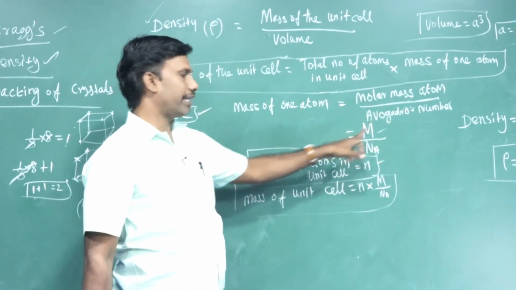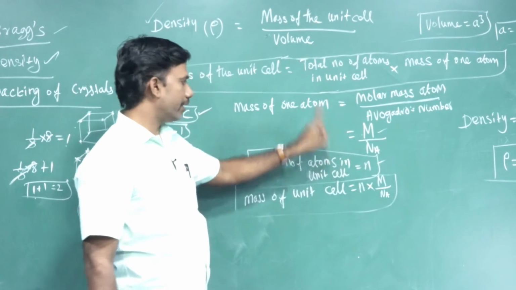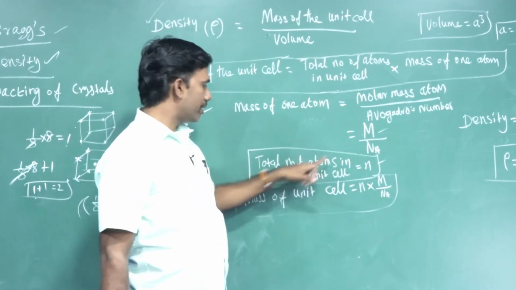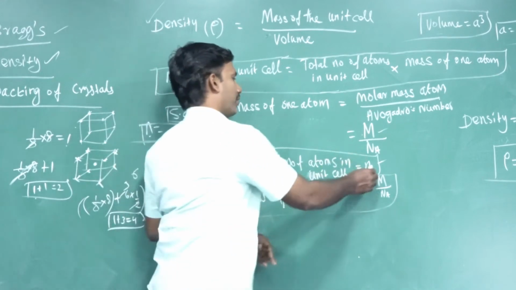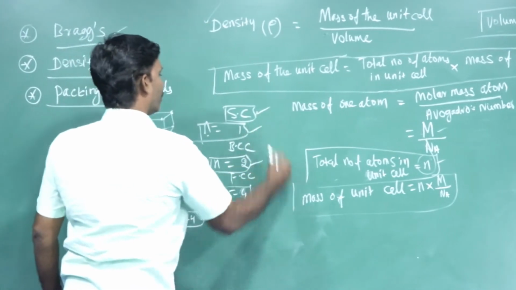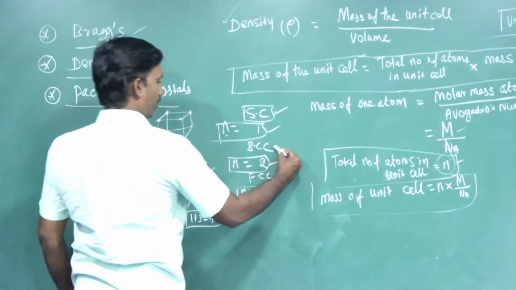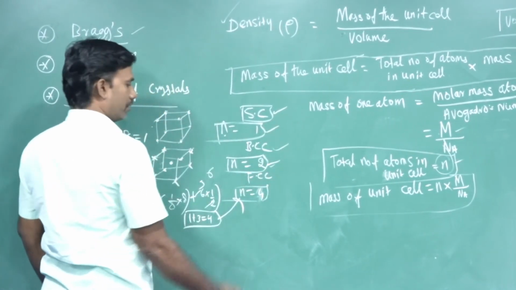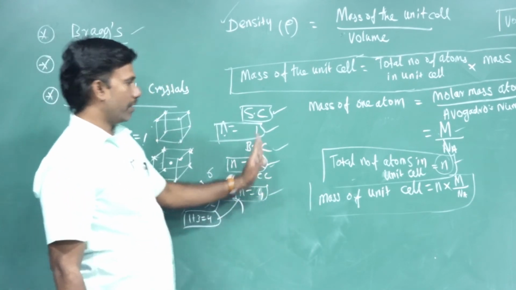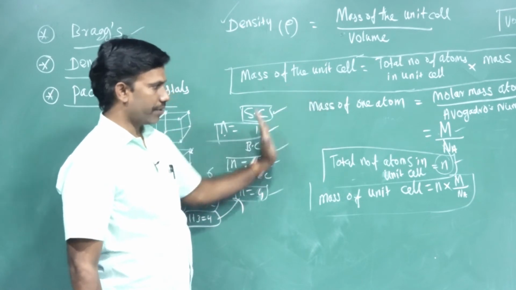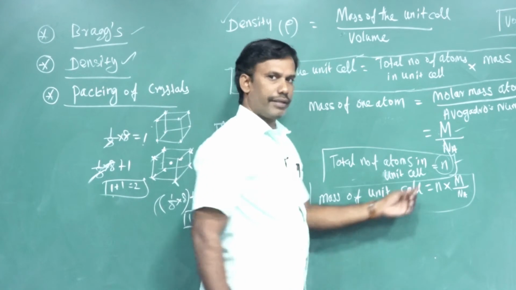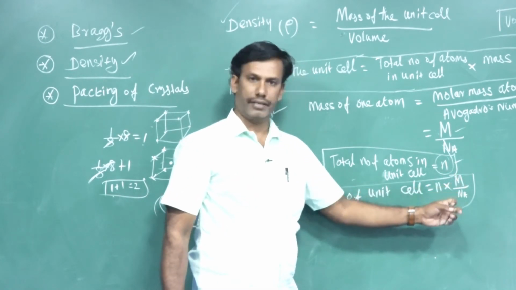Molar mass can be given by capital M, Avogadro number Na. Then we need the total number of atoms in a unit cell, equal to n, which may vary for the system, the cubic system. If it is a simple cubic, you have n equal to 1. Body centered cubic, you have n equal to 2. Face centered cubic, you have n equal to 4. So n may vary. Regarding the concept, you can change the n value. So mass of the unit cell equals n into M by Na.